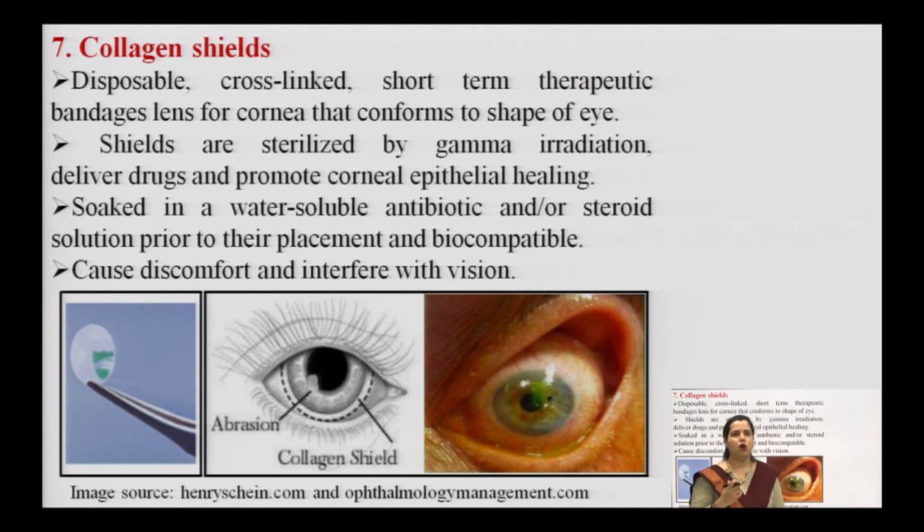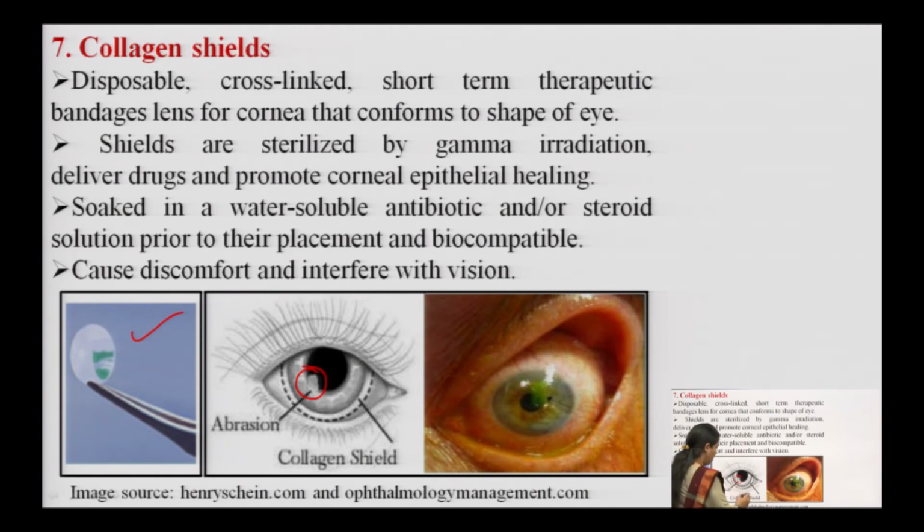Now, it causes discomfort and interference with the vision. That is why it is not preferable, because it may have vision problems, right. This picture represents the collagen shield, how it looks. Now, if you see the eye, this is the collagen shield where it is applied.